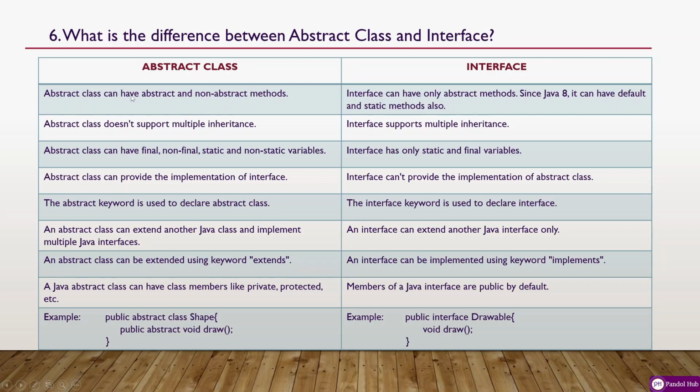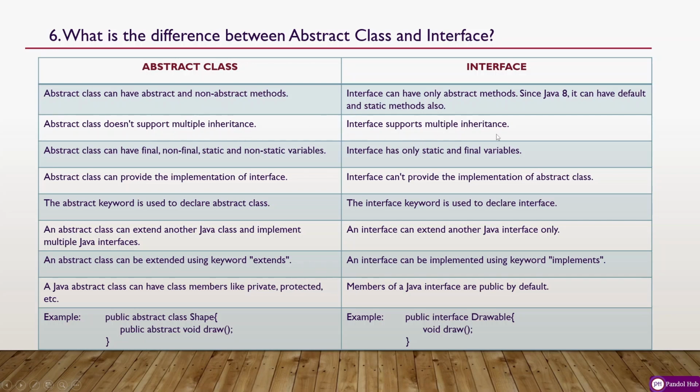So we know what abstract classes are. An abstract class is nothing but a class which cannot be instantiated. This abstract class can include abstract and non-abstract methods. Abstract methods are the ones which don't have any definition. Coming to interfaces, interfaces have only abstract methods. They don't have any non-abstract methods. But from Java 8, interfaces support default and static methods. Abstract class doesn't support multiple inheritance.